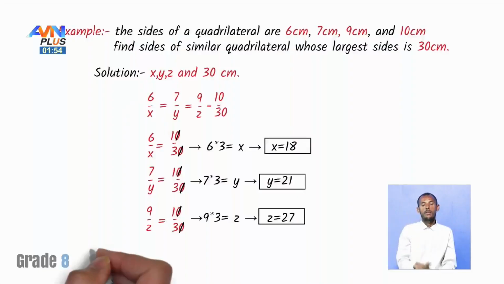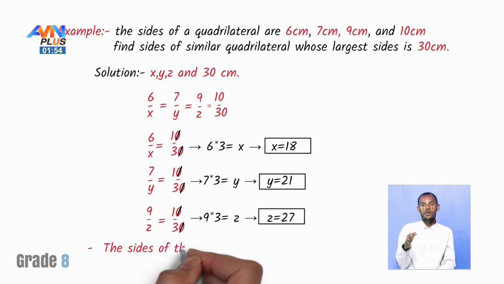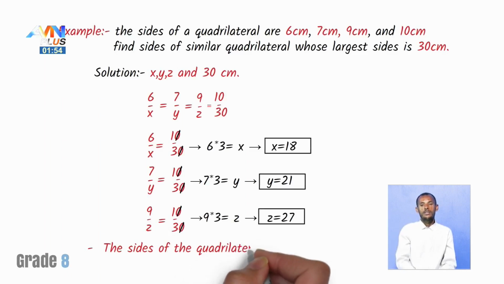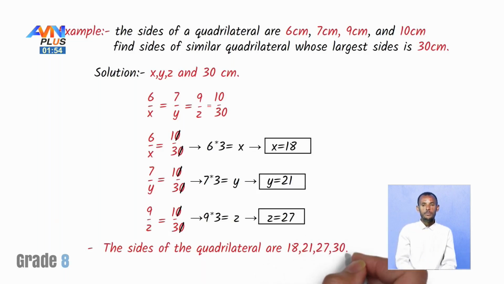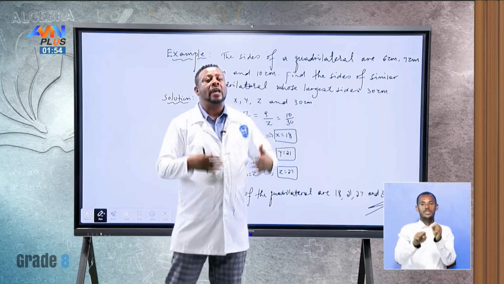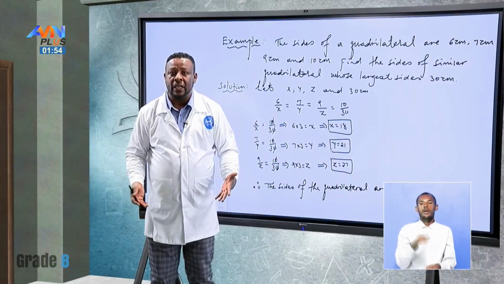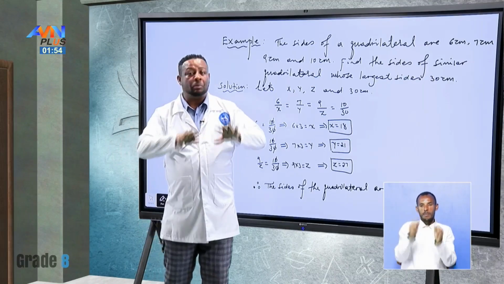So you can say that, therefore, the sides of the quadrilateral are 18, 21, 27, and 30. So this is how you determine similar plane figures. It can be a triangle, it can be a quadrilateral, it can be pentagonal plane figures.